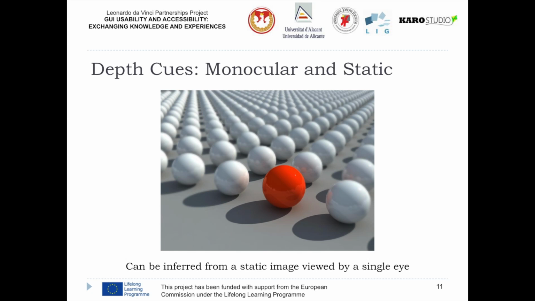Monocular and static cues can be inferred from a static image viewed by a single eye. Most of them can be found in this image that uses a perspective projection. So please pause the video and take several seconds for trying to find all the cues.